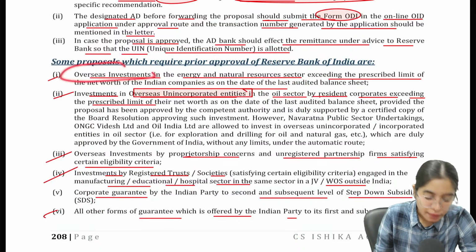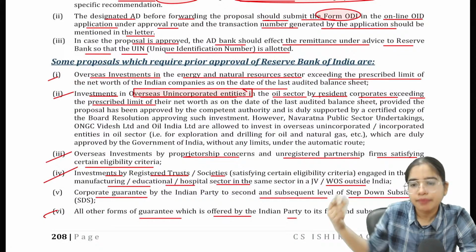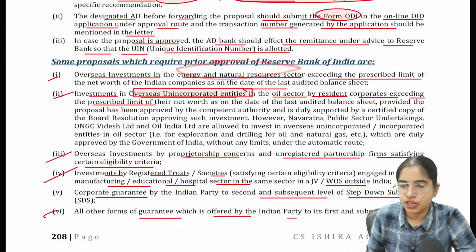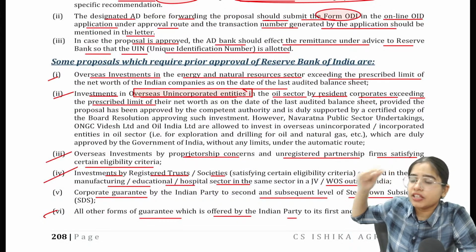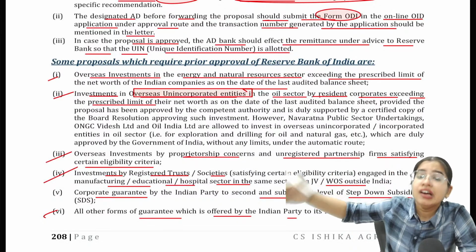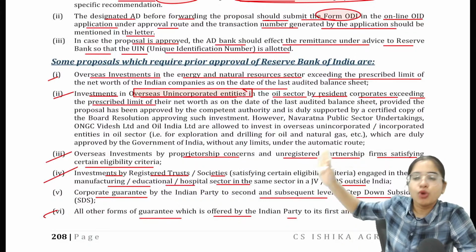Number one, if you are making overseas investment, ODI, in energy or natural resources. Just like we studied earlier that if you are making ODI in real estate or banking, you have to go through the approval route.